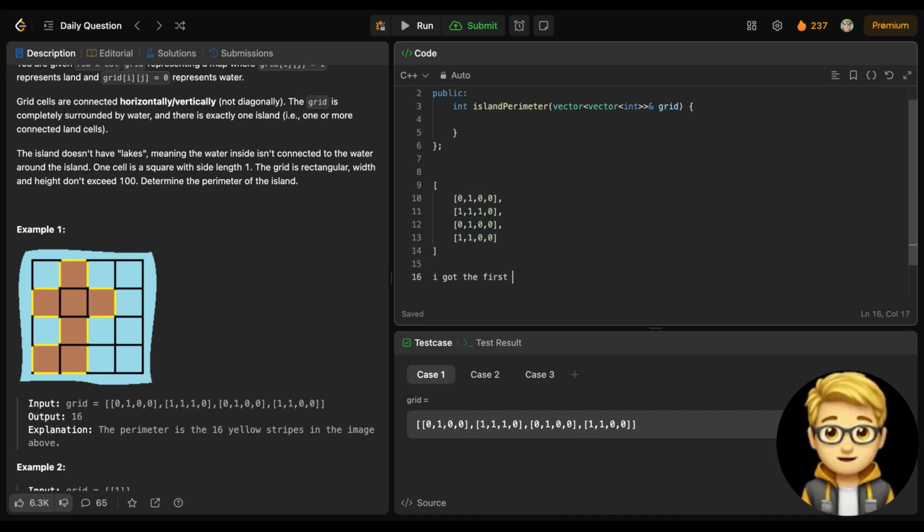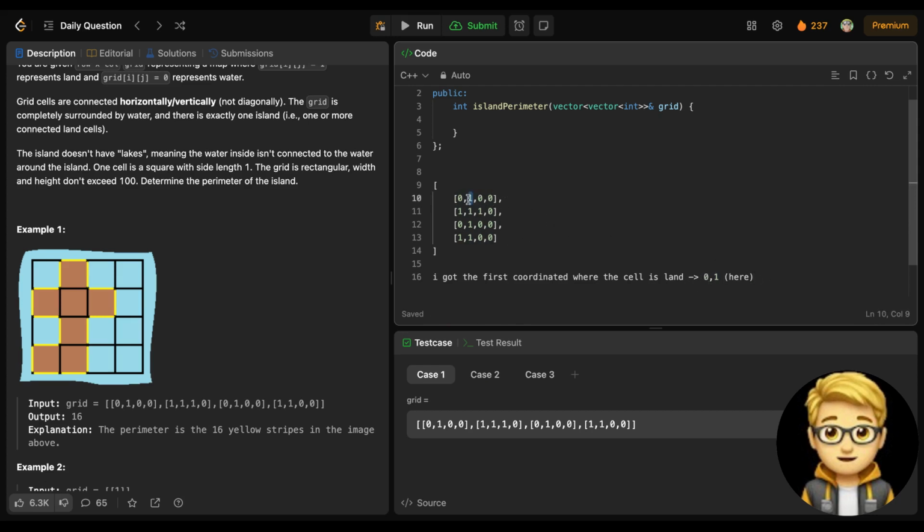I got the first coordinates where the cell is land. In this case it is 0 comma 1, right? This is 0 comma 1 in this example. So when I get 0 comma 1, now I will move in all four directions, and whenever I get a 1, I will move in that direction, right? So from 0 comma 1, I will move in four directions.